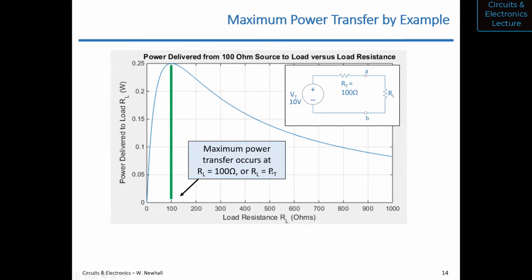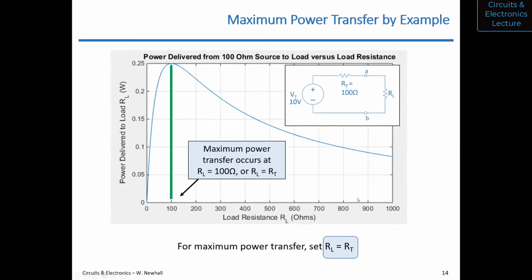So the big takeaway is this. For maximum power transfer from a realistic source, from a Thevenin equivalent to a load, you set the load resistance equal to the Thevenin resistance. Okay, that's it. That's the conclusion. So once you have a circuit and you can calculate its Thevenin equivalent, you know how to get maximum power transfer from that circuit to some load.